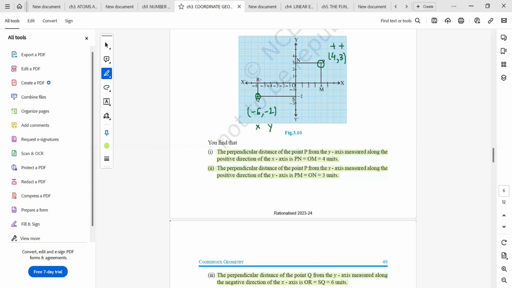If you draw a perpendicular on the x-axis, this is -6, and if you draw a perpendicular on the y-axis, this is -2, and both are minus minus, so this is the third quadrant. Clear? Anything you want to ask in this? No, ma'am, it's clear. Okay, all clear. Good.